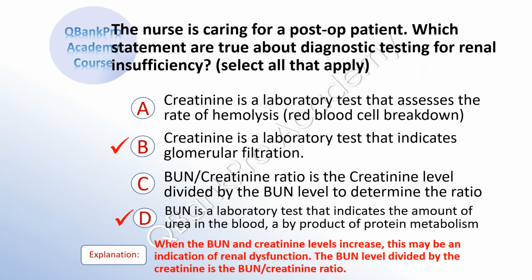The correct answer is B. Creatinine is a laboratory test that indicates glomerular filtration. And D. BUN is a laboratory test that indicates the amount of urea in the blood, a byproduct of protein metabolism. Explanation. When the BUN and creatinine levels increase, this may be an indication of renal dysfunction. The BUN level divided by the creatinine is the BUN creatinine ratio.